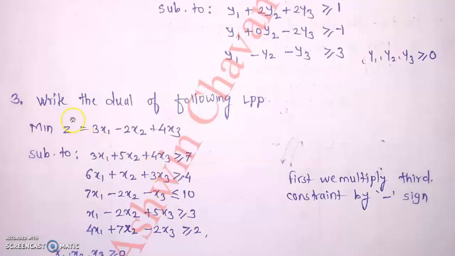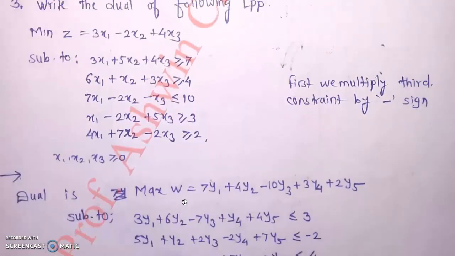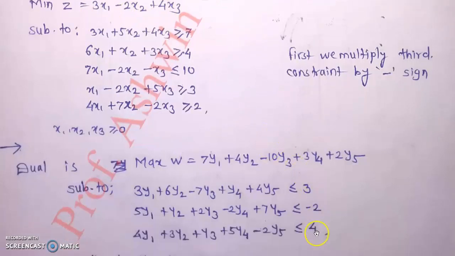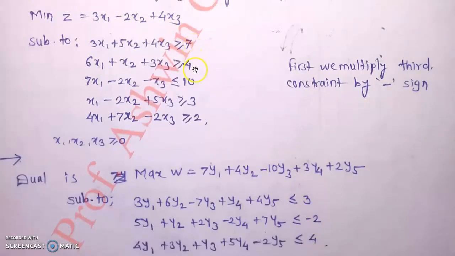Now the first thing to observe is that if the LPP is of minimization, we must have all the constraints of greater than or equal to type. But if you see, the third constraint is of less than or equal to type. So what do we do? We multiply the third constraint by a minus sign to make it greater than or equal to type. Okay, so we get the resultant dual. Now see, we have 3, minus 2 and 4 as the RHS of the constraints in the dual. Then 7, 4, and this will be minus 10 after multiplying both sides by minus sign. Then 3 and 2 become the coefficients of the variables in the objective function. So 7, 4, minus 10, 3 and 2.